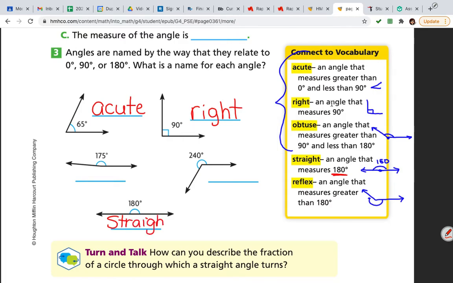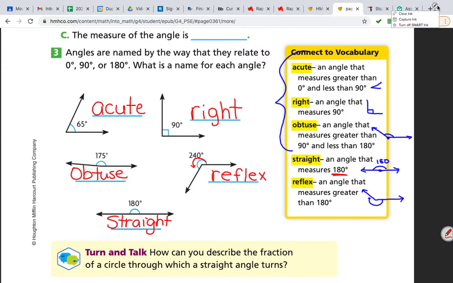But the one that's 170 degrees, 175, this one is obtuse. It's a fat angle. It's obtuse. And then this one right here, where they've measured the outside part, that's 240 degrees. That's a big, huge angle. That one is a reflex angle. Reflex angle. And you'll see this vocabulary a lot when we talk about angles.